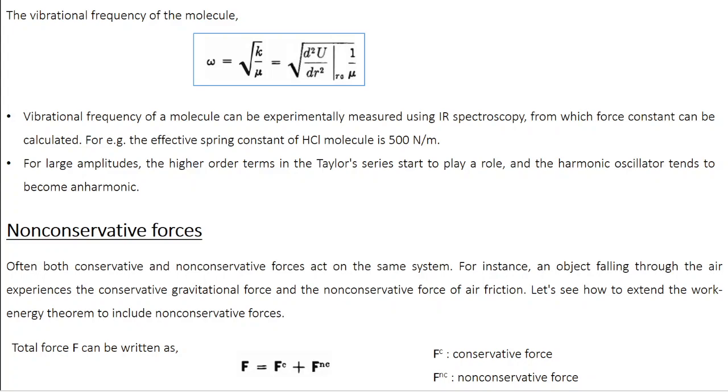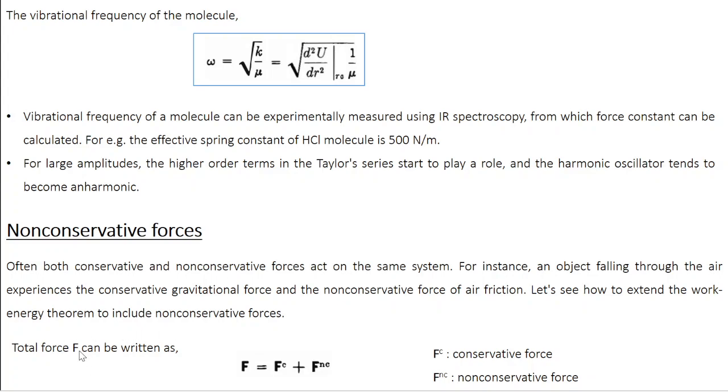Now, so far in our work energy theorem, we have been considering only the conservative forces. But we know that oftentimes in physical systems, both conservative and non-conservative forces act simultaneously. For example, if you take an object falling through the air, it experiences the conservative gravitational force and it also experiences the non-conservative force of friction. Right? So here both the forces are acting on the system. So let's now try to extend the work energy theorem to include non-conservative forces as well.